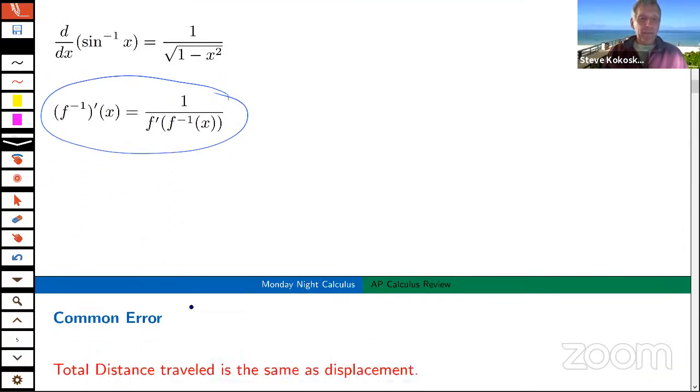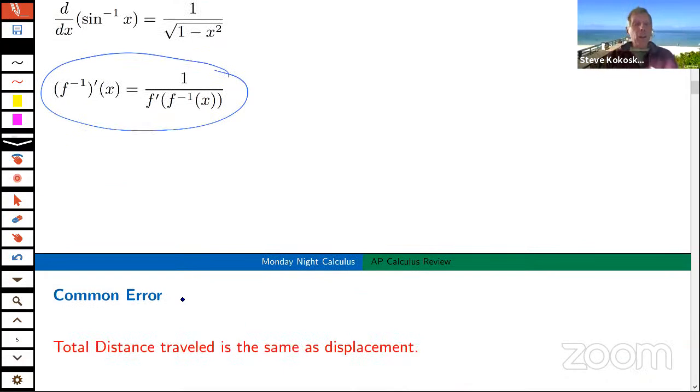Good, excellent. All right, how about a little particle motion here? Here's a common error. So a particle is moving along a straight line.